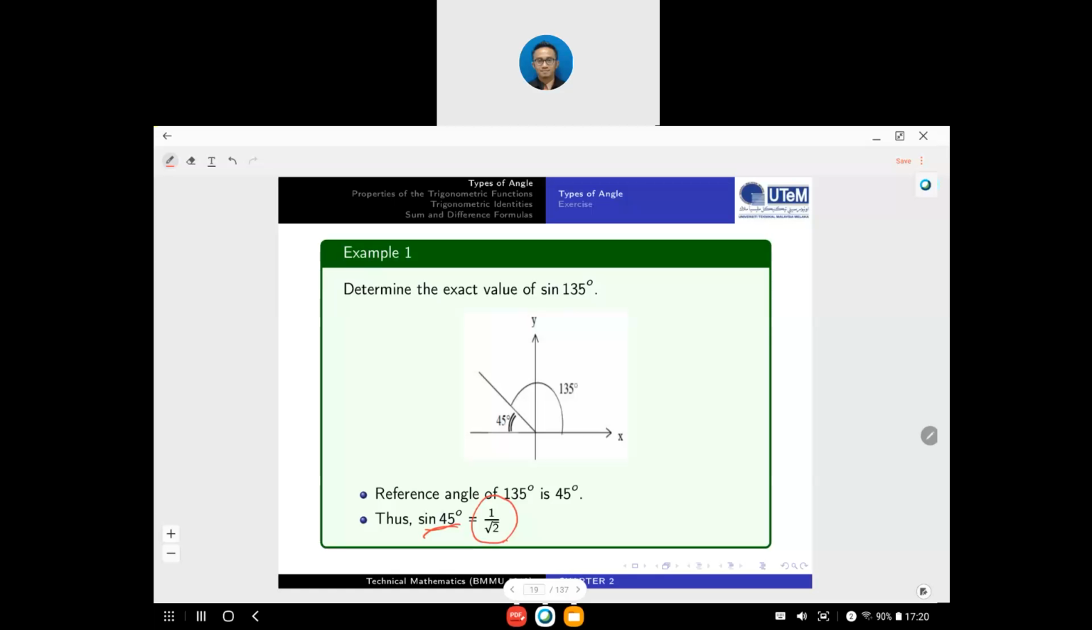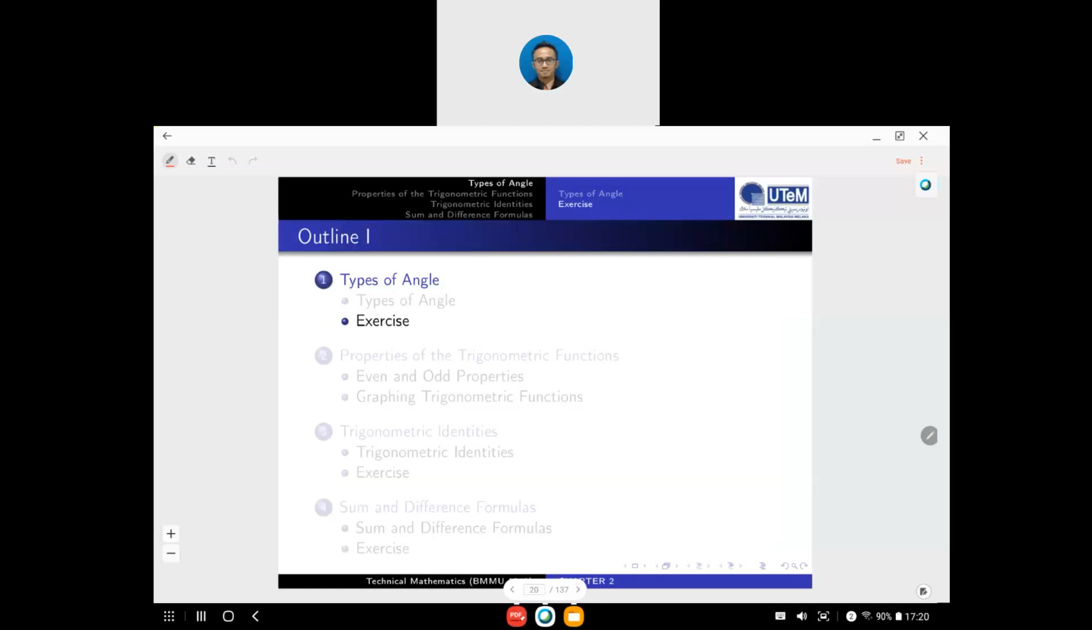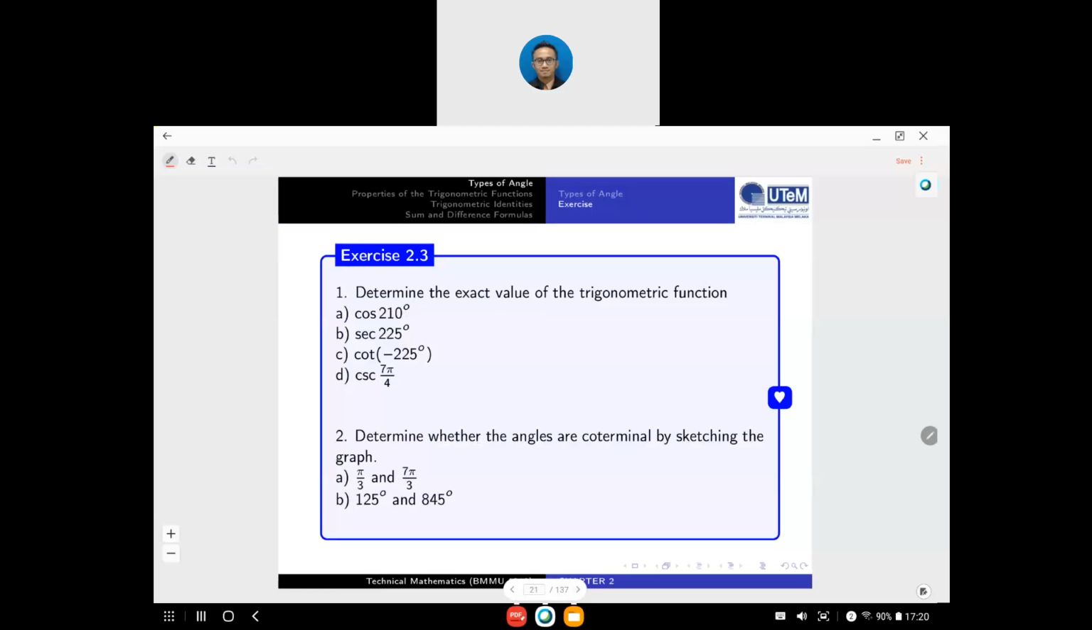Okay, looks on the exercise. Okay, you have this exercise. Okay, try buat dulu.